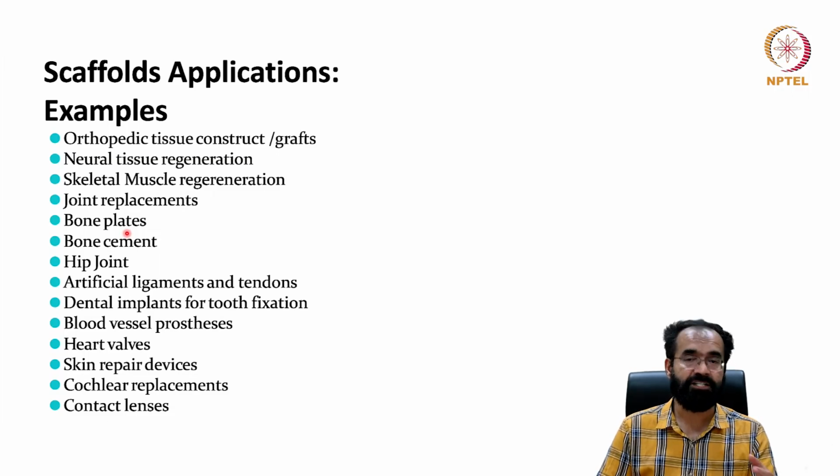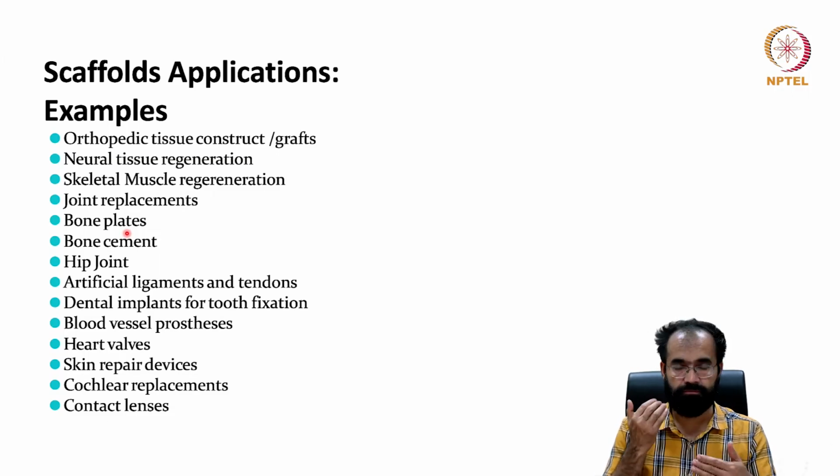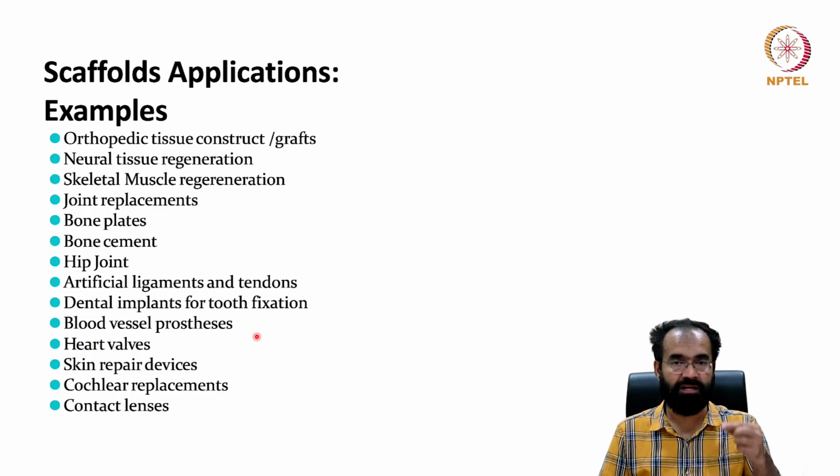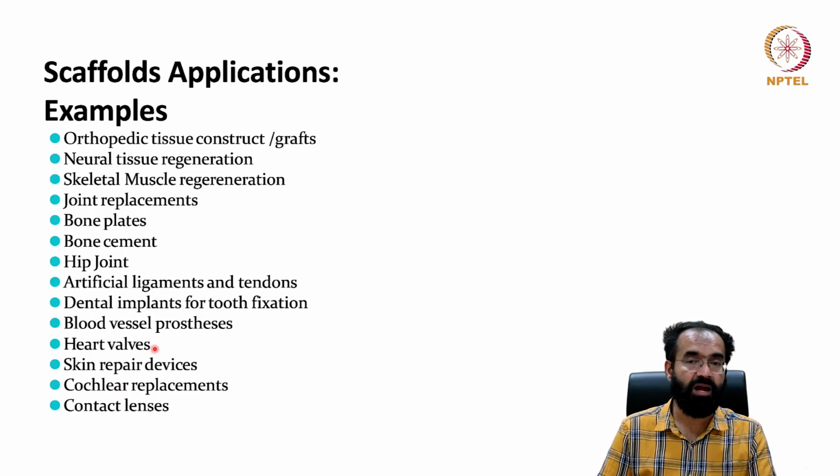Bone plates, especially the patella bone, or where you have lost a larger portion of the bone in an accident or some other situation, you can replace joints or bone plates, etc. And bone cement, biomaterials are used to cement the bones. Hip joint, artificial ligaments and tendons, dental implants for tooth fixation, blood vessel prosthesis, like you can have a blood capillary which is made out of a biomaterial, heart valves, skin repair devices, cochlear replacements, contact lenses.